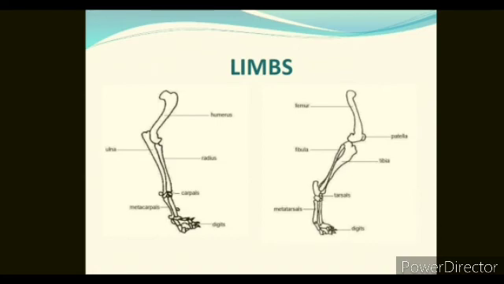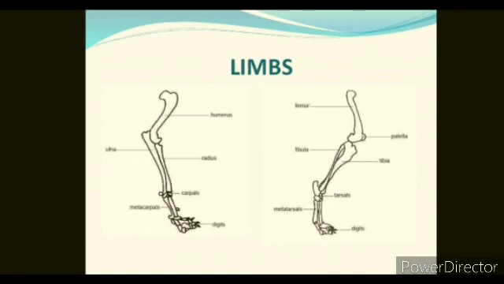Next one is limbs. Humans have two pairs of limbs. One pair is the forelimbs or upper limbs, which in common words we call arms, and the other pair is the hind limbs or lower limbs, which are called legs. As you see in the diagram, in our forelimb we have major bones. The upper first bone is called the humerus. Then we have two bones, the radius and ulna. Then come the carpals. In the palm area we have the metacarpals, and in the fingers we have the phalanges.